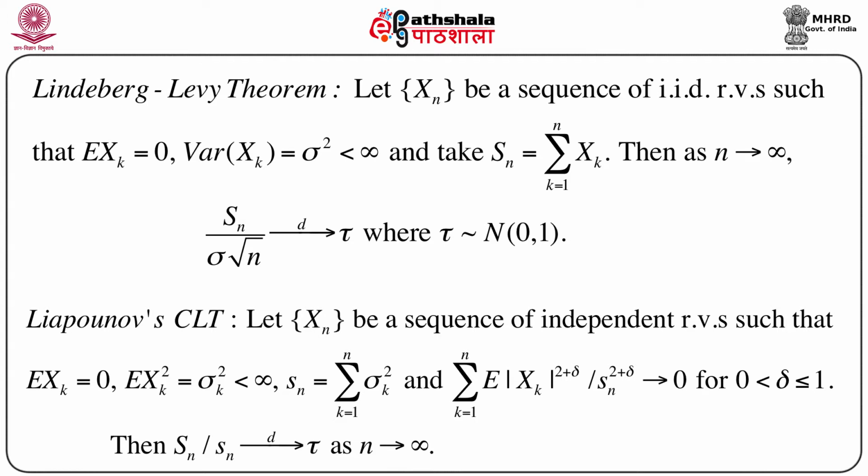Then it can be shown, actually we have already shown this in a previous talk, that the sum of the random variables normalized by its standard deviation, that is capital Sn, which is summation Xk, k equals 1 to n, divided by small sn, where sn squared is summation sigma k squared, k equals 1 to n, goes to tau in distribution as n goes to infinity, where tau, we know, is a standard normal variable.